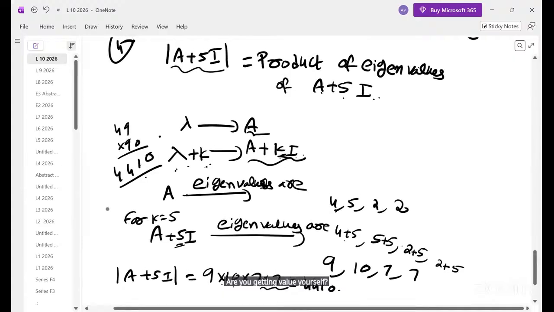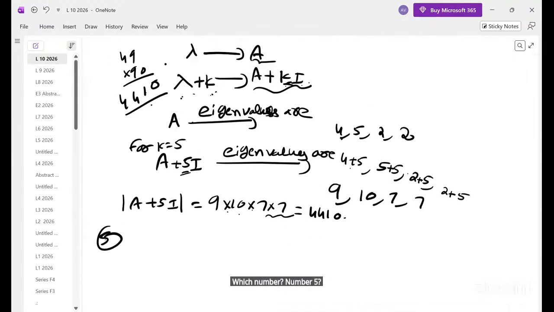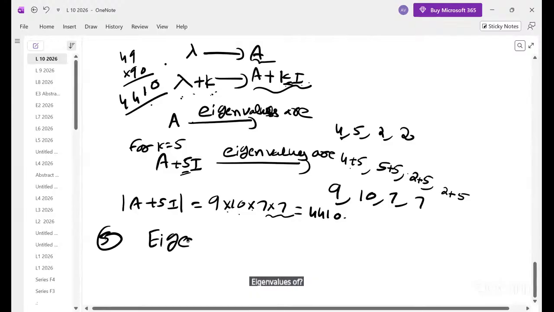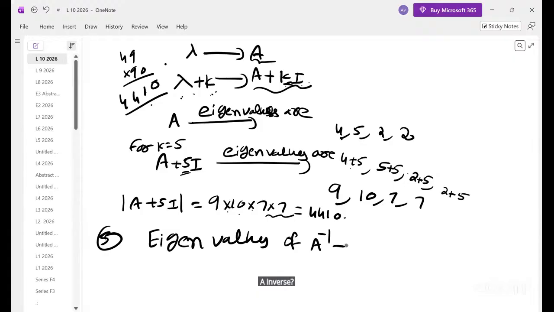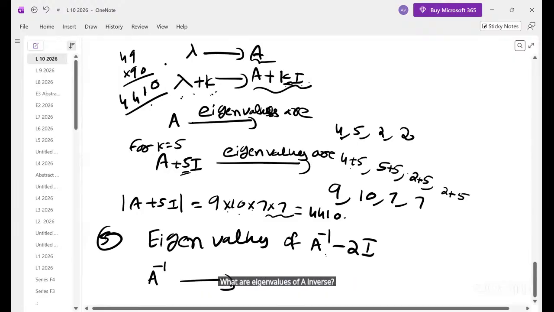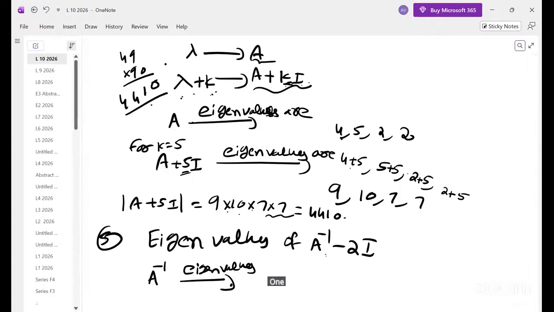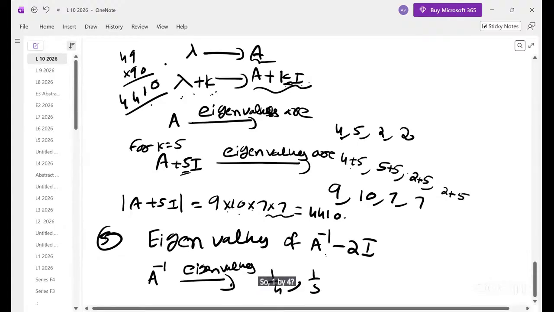Which number? Number 5. Eigenvalues of A inverse minus 2I. First, we have to get eigenvalues of A inverse. What are eigenvalues of A inverse? For them, eigenvalues are 1 by eigenvalues of A. So 1 by 4, 1 by 5, 1 by 2, 1 by 2. Eigenvalues of A are 4, 5, 2, 2. So for A inverse, 1 by 4, 1 by 5, 1 by 2, 1 by 2.